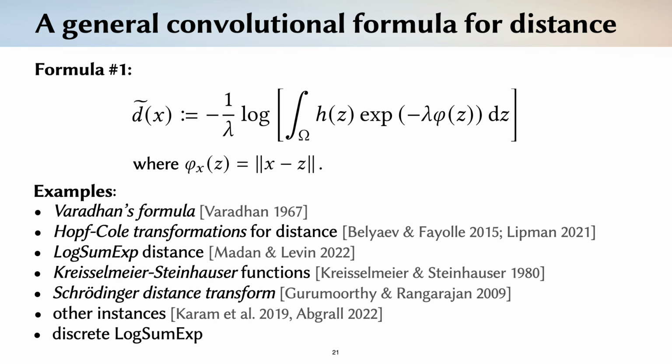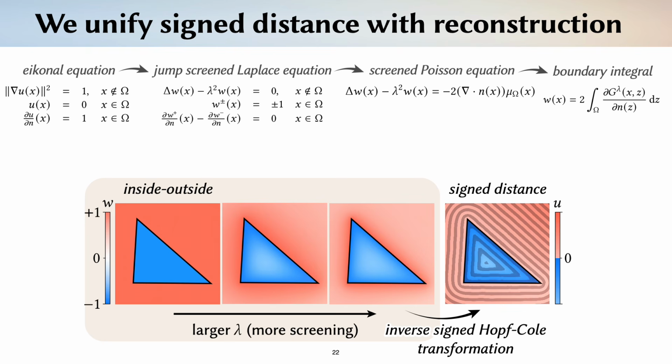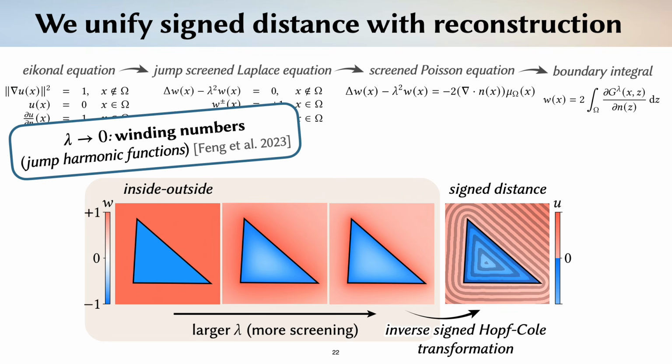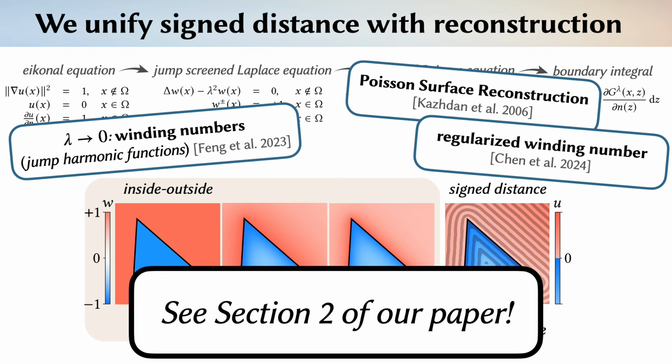In our paper, we show how one of these perspectives in fact unifies signed distance with the popular reconstruction methods of winding numbers and Poisson surface reconstruction. We found these connections quite remarkable, and I hope that you read about them in our paper. But unfortunately, in practice, none of these formulas work.